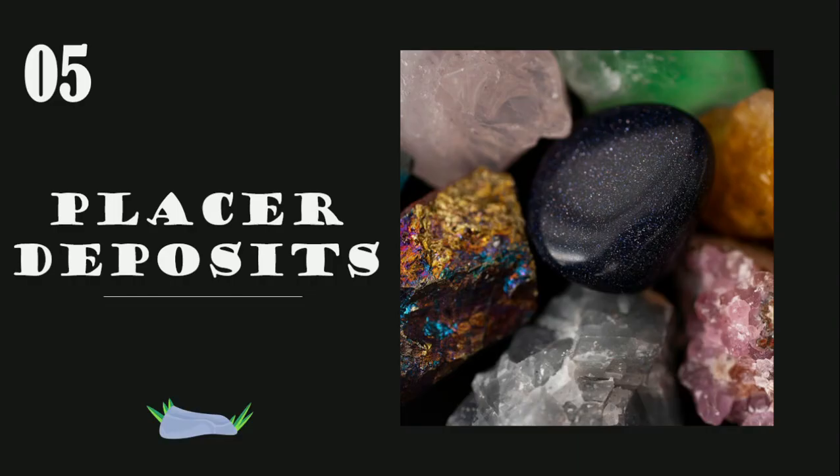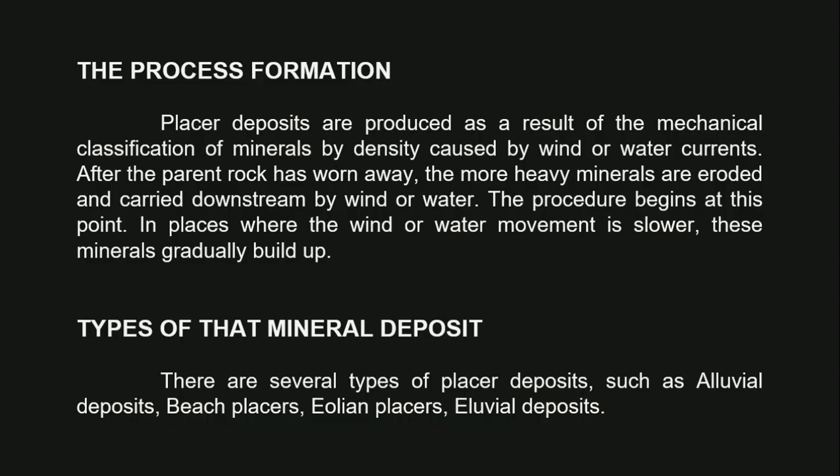So, next is the placer deposits. Placer deposits are produced as a result of the mechanical classification of minerals by density caused by wind or water currents. After the parent rock has worn away, the heavier minerals are eroded and carried downstream by wind or water. The procedure begins at this point. In places where the wind or water movement is lower, these minerals gradually build up.